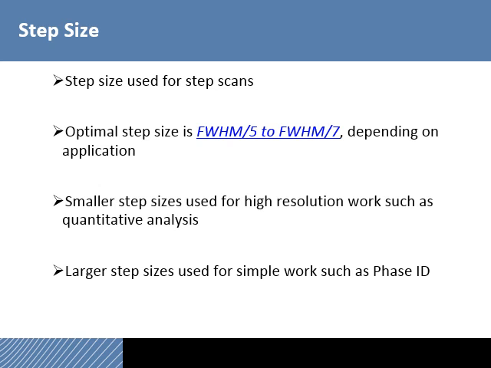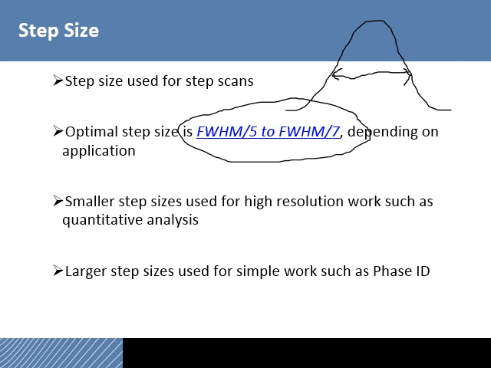Another way to think of this optimal step size is to think of the number of data points that you have in your full width half maximum. If we were to draw a peak, and here again I'm going to do my really bad artistry. Oh, that actually didn't come out too bad, right? So we have a full width half max in here. So that's your full width half max of your peak. This optimal step size, the other way to think of it, is the number of data points that you're going to have in your full width half max.